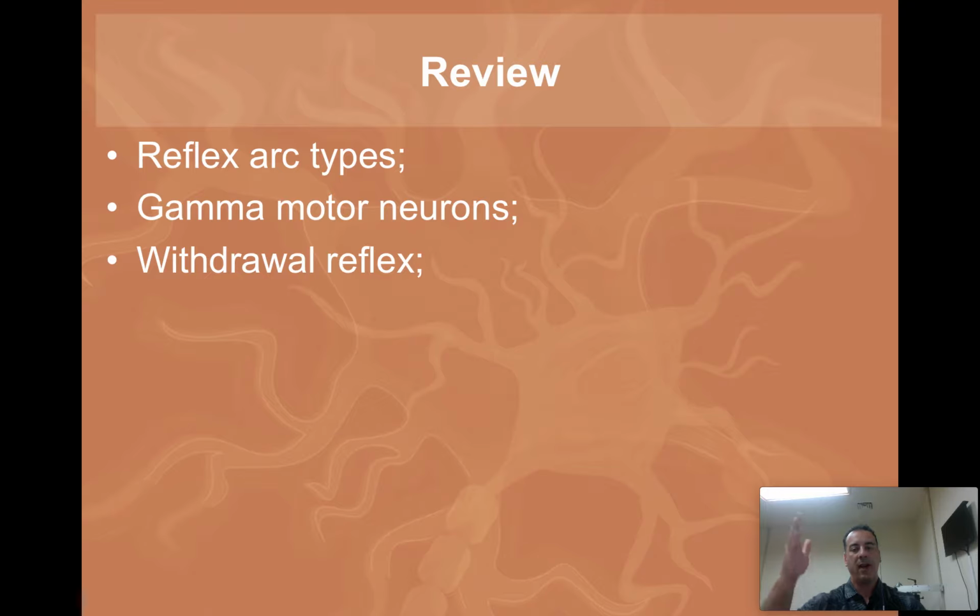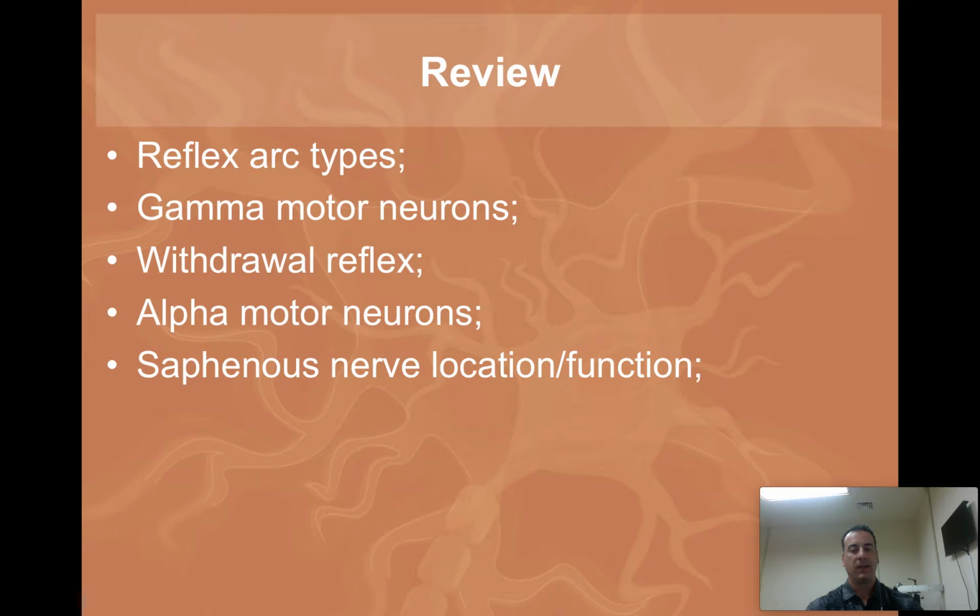I want you to learn how the spinal cord tethers itself to the sacrum. Another definition you should be familiar with is alpha motor neurons. Gamma versus alpha: where are they located, what do they do, how do they function? Again, I said this already, saphenous nerve, location and function versus the femoral nerve versus the tibial, popliteal, and so forth and so on.